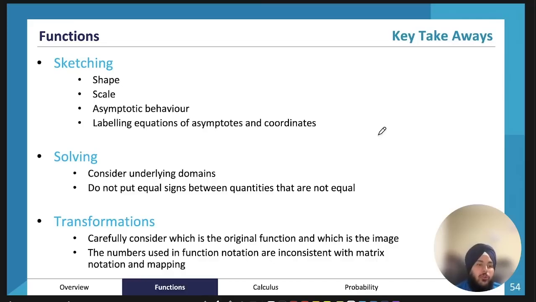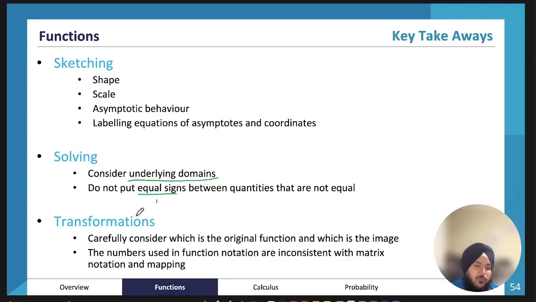Solving, really important to be looking at the underlying domains. Some functions will not give you explicit domains. So in that case, you will need to rely on underlying domains. You will have to identify underlying domains. Also, when you're solving inequalities, do not put equal signs between quantities that are not equal. A lot of students end up doing that when they're solving a really big equation. They end up putting equal signs for things that are not equal to each other. So that's just more of a notation thing, I would say.